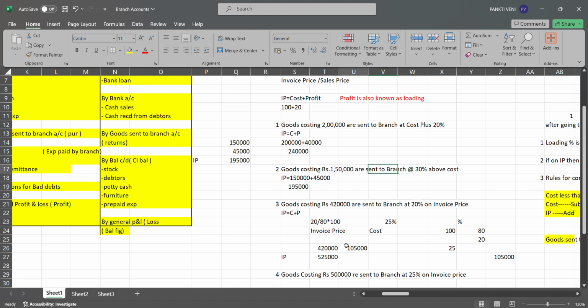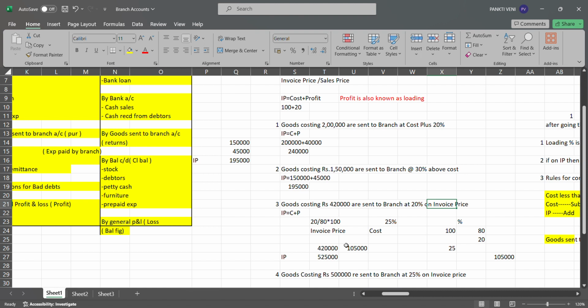Since there it was on cost price and cost was given, I directly calculated on cost and added. But here 4 lakh 20,000 is my cost and a percentage is given to me on invoice price. So 4,20,000 plus 20% on invoice price.